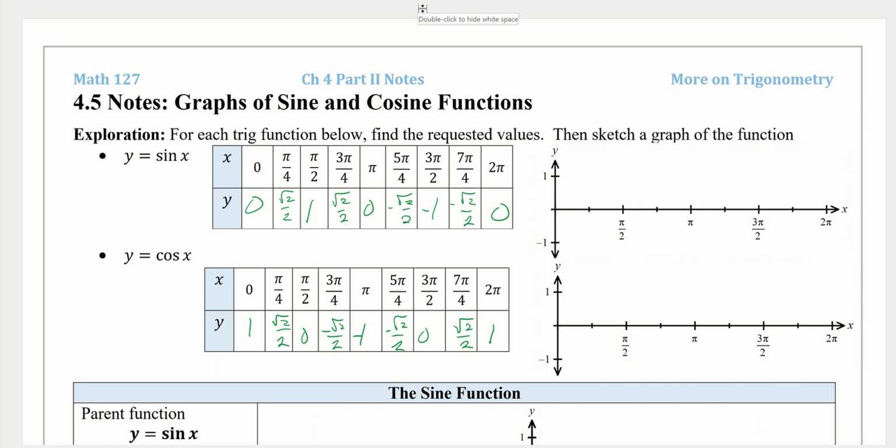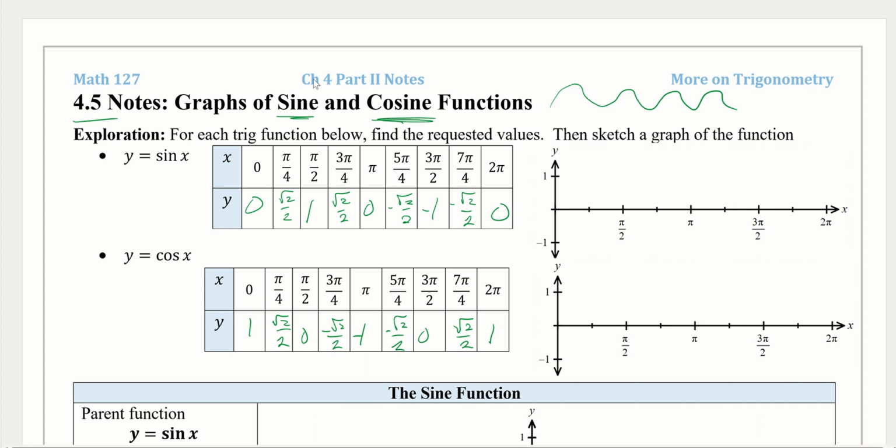Today we're going to jump into our Chapter 4, Part 2 notes, 4.5. We're going to talk about the graphs of sine and cosine. The cool thing is both of these are just waves that go on and on forever. We're going to check that exploration out.